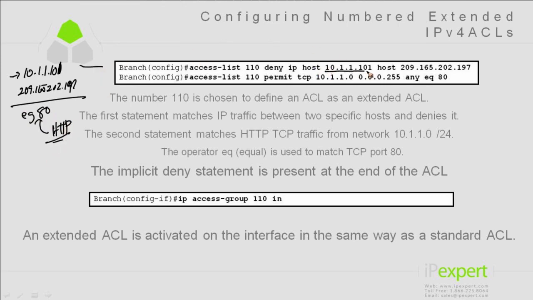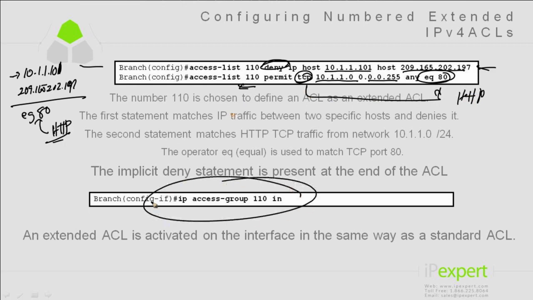Notice I have my source address, I have my destination address, and I'm denying that traffic. Any other traffic that doesn't match this is going to be permitted so long as it's TCP traffic sourced from our network, 10.1.1.0, and destined to any address with a port of 80. So in other words, I'm permitting TCP port 80, which implies HTTP access. Also bear in mind, all other traffic after this is going to be denied because of the implicit deny at the end of the list.